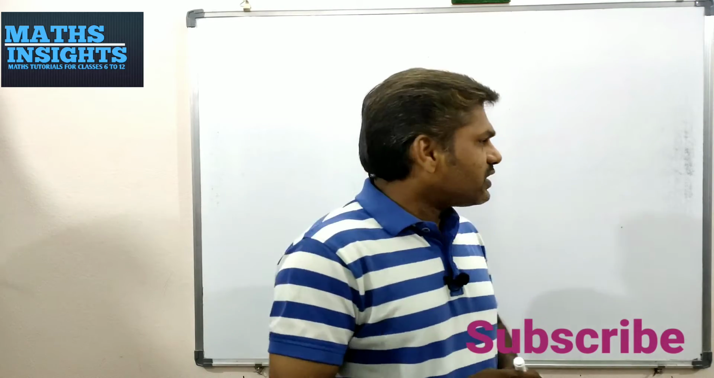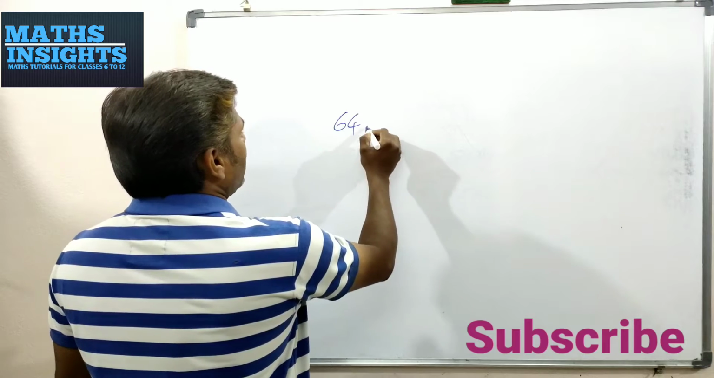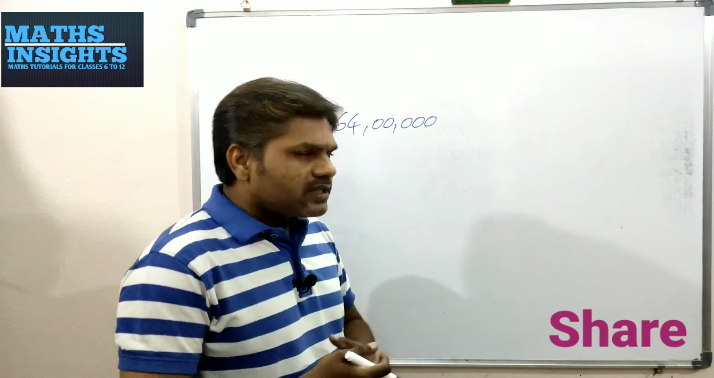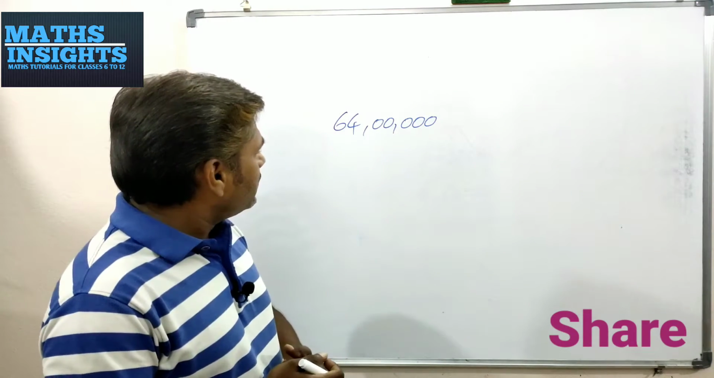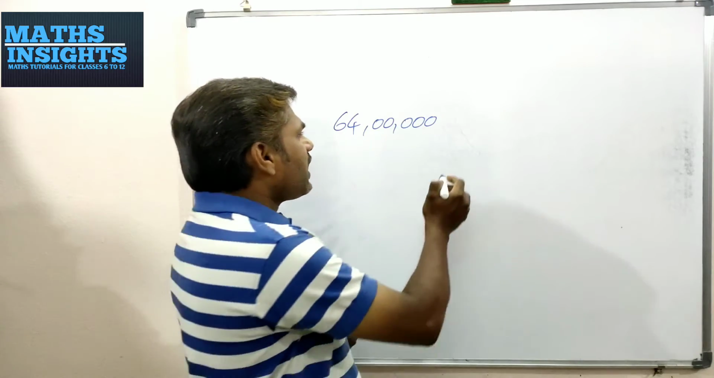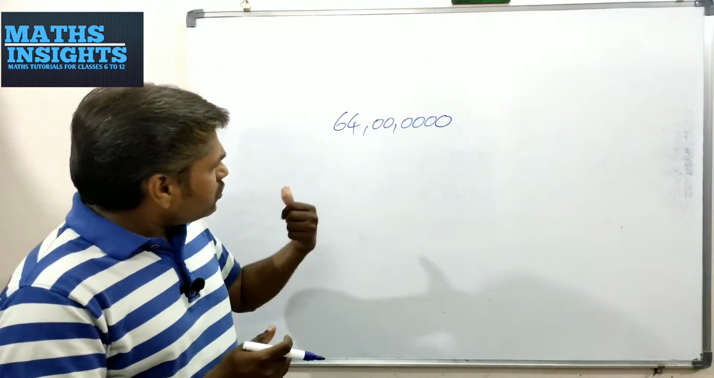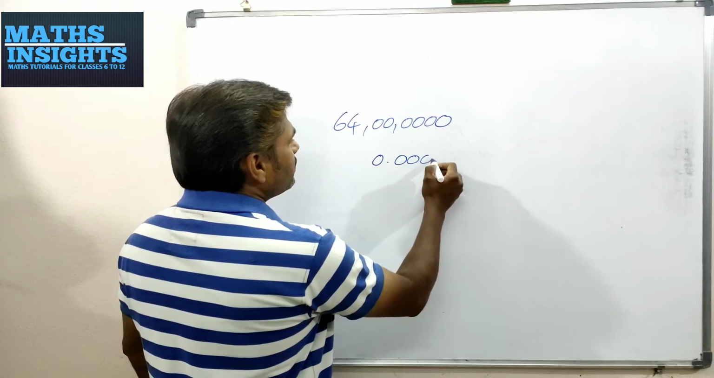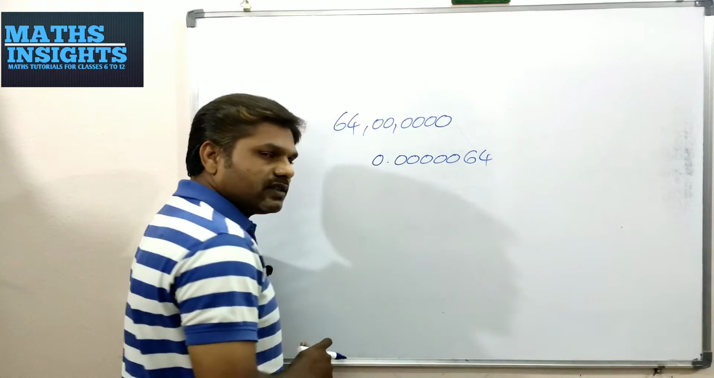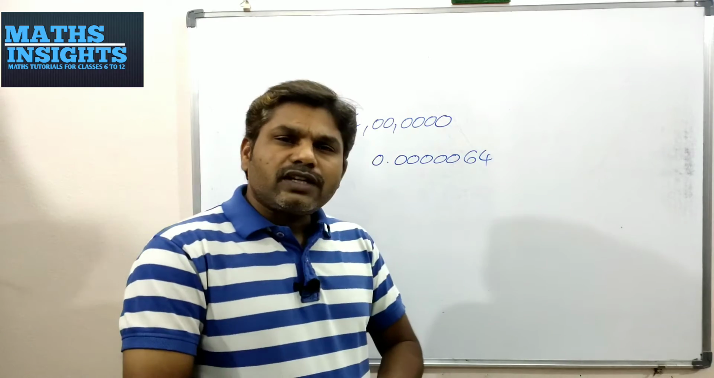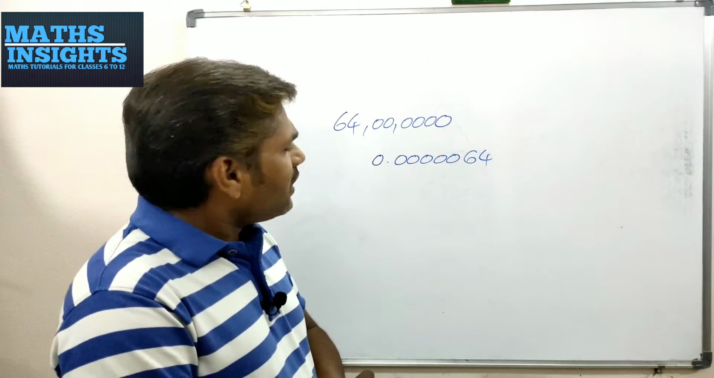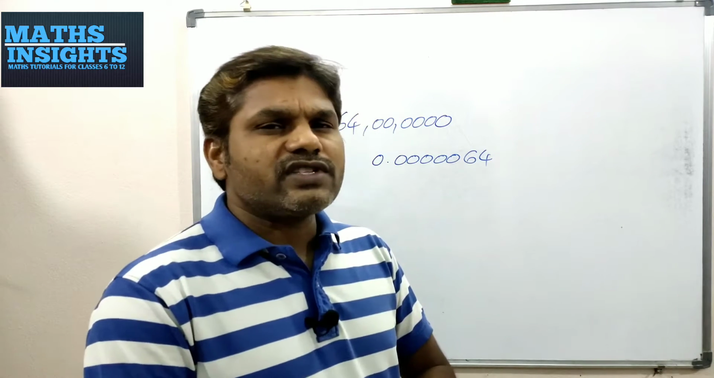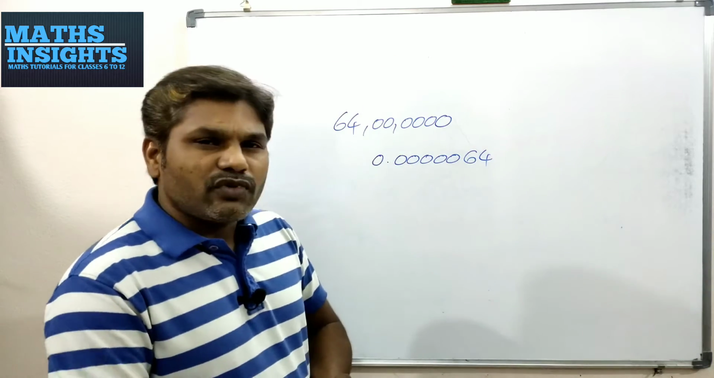Suppose I am writing 64 lakh. 64 lakh means after writing 64, you have to write 5 zeros. If you want to write 6 crores 40 lakh, you have to add another zero, so you have to write 6 zeros. As well, if you want to write a very small number like this, here also you have to write a number of zeros. These are very inconvenient. So we will discuss scientific notation, which is very convenient to write such types of numbers.